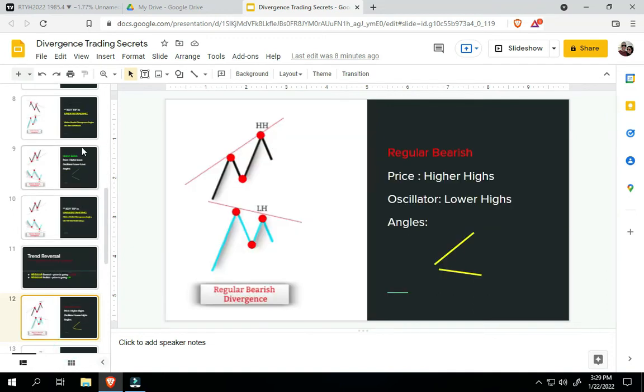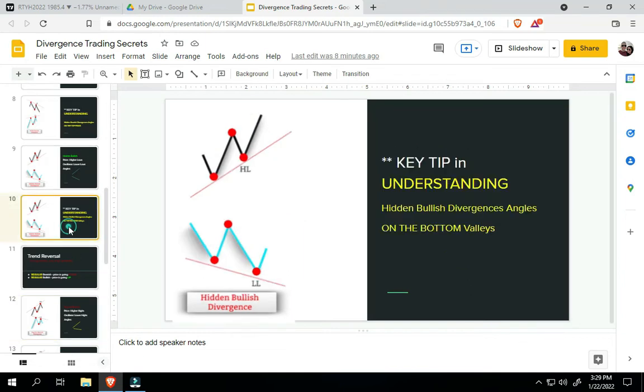All right, now, again, whenever we're about to have a trend continuance, you're going to see the hidden bullish, and the angles are going to be on the bottom of the valleys.